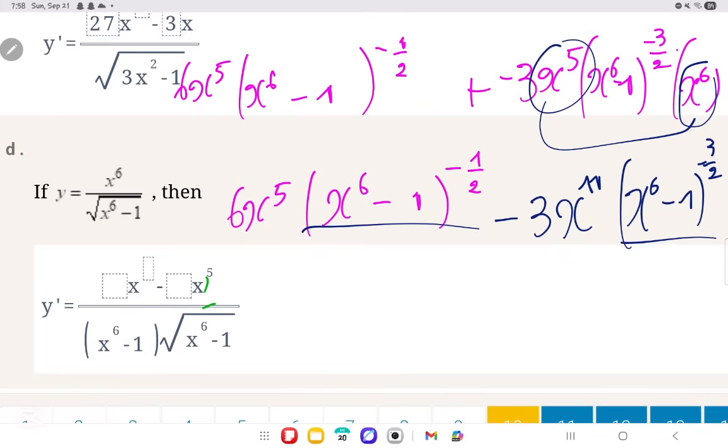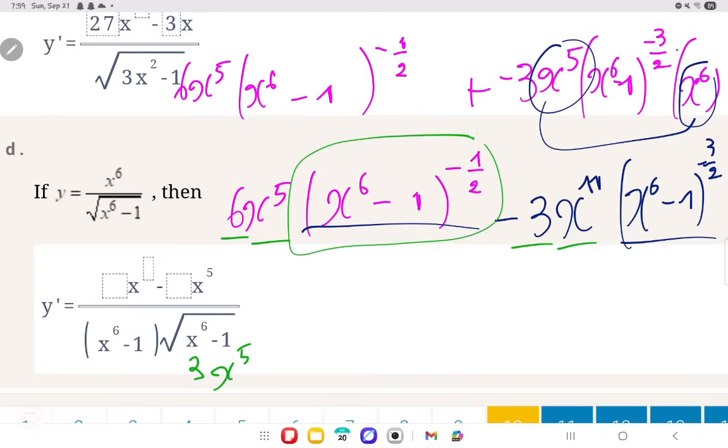So now, again, as I said, we need to take out the common factor. So what's common between 6 and minus 3? It is 3, so we will take out 3. And then between x5 and x11, the common is x5. Now, in between this and this, you always take the smaller number. In this scenario, because it's negative, this is the smaller number. So we'll take this out. So x to the power of 6 minus 1 to the power of minus 3 over 2. All of it is multiplied by what is left.